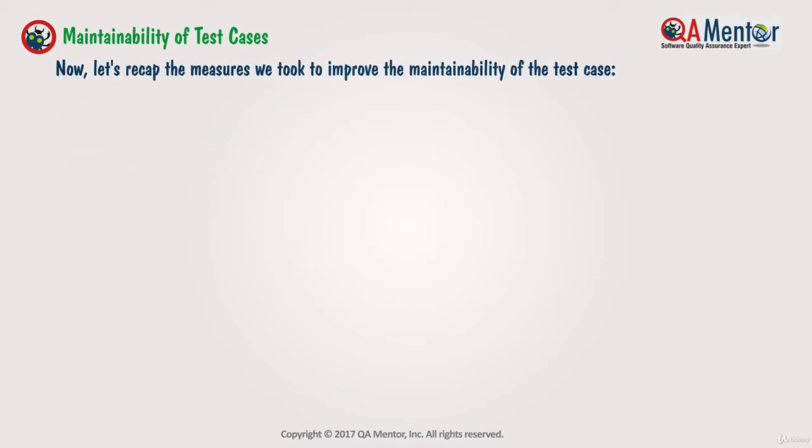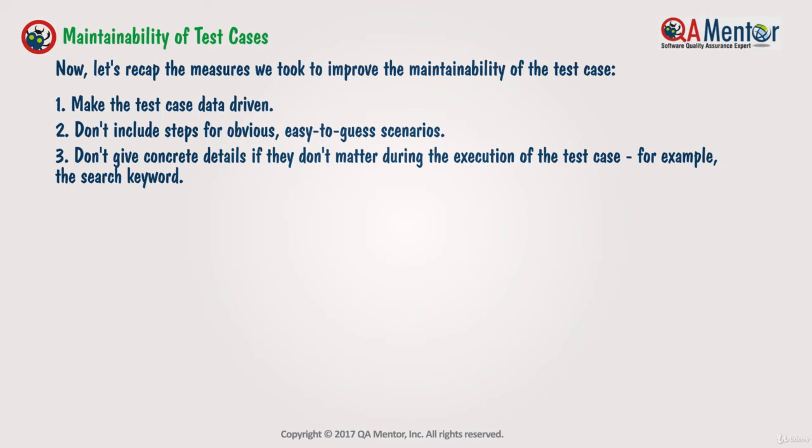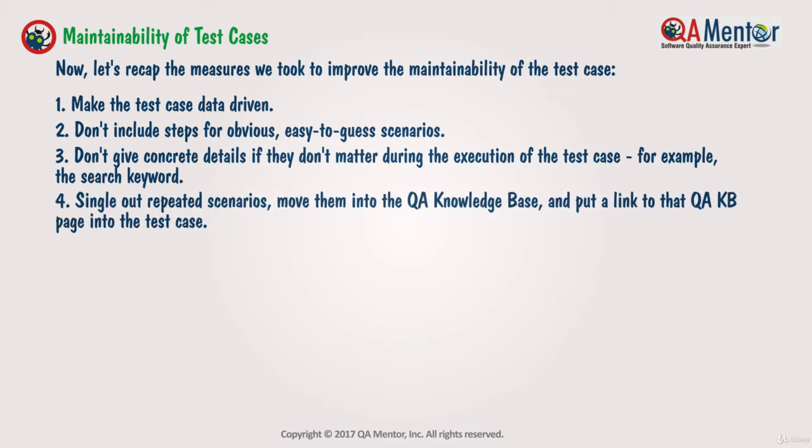Now, let's recap the measures we took to improve the maintainability of the test case. 1. Make the test case data-driven. 2. Don't include steps for obvious, easy-to-guess scenarios. 3. Don't give concrete details if they don't matter during the execution of the test case. For example, the search keyword. 4. Single out repeated scenarios, move them into the QA knowledge base, and put a link to that QA KB page into the test case.